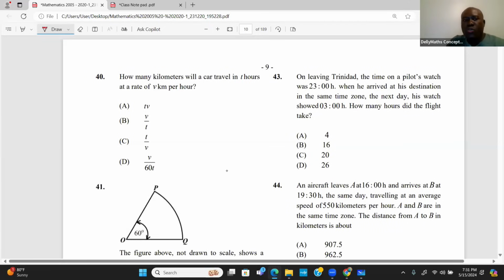How many kilometers will a car travel in T hours at a rate of V km per hour? Think about it. How many kilometers will a car travel in T hours at a rate of V? So you're saying how far? Distance is equal to speed times time. Your distance is your speed times your time. So my distance, this is kilometers, distance. So it's going to be VT or TV, because that is how you find distance, because it's speed times time.